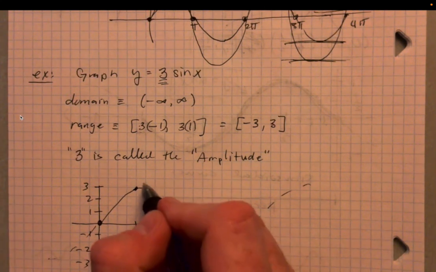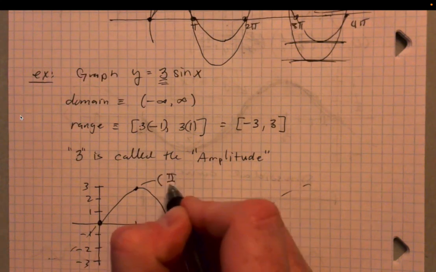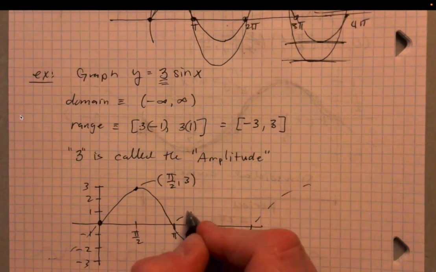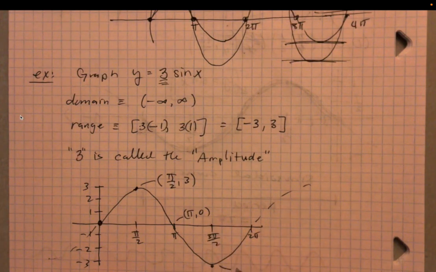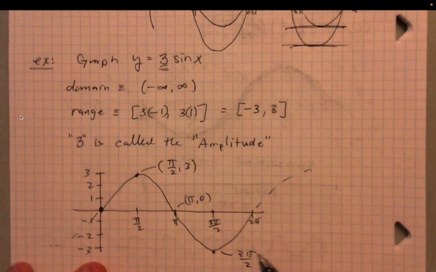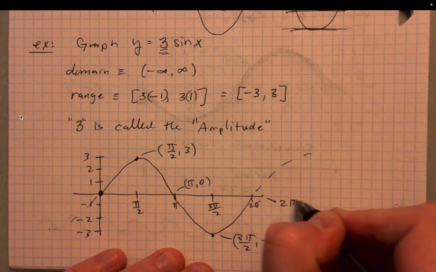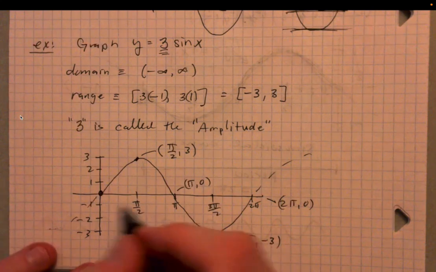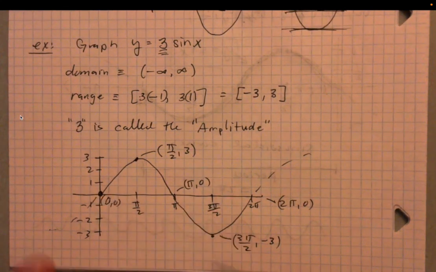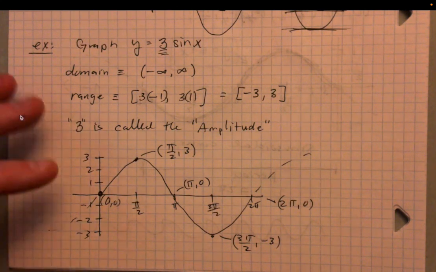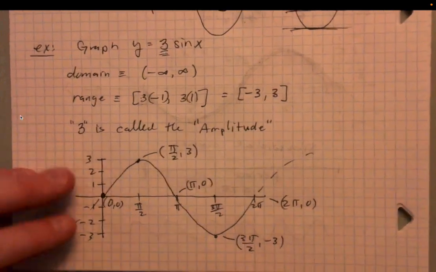Okay, so important to note here, this is the point pi over 2, comma 3. This is pi, comma 0. This is 3 pi over 2, comma -3. Of course, this is 2 pi, comma 0. And this is 0, 0. Right? So there's the points, right? So we've just graphed this sine function with this special amplitude. Right? So it's got this coefficient on the front that kind of stretches it. Okay, all right, so that's the sine function, introduction to the sine function.